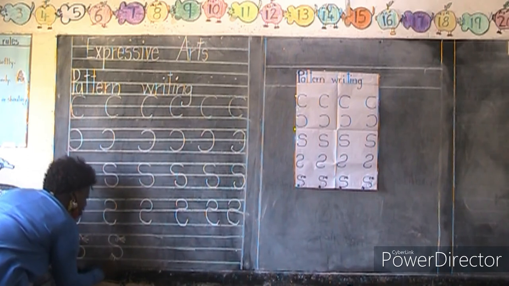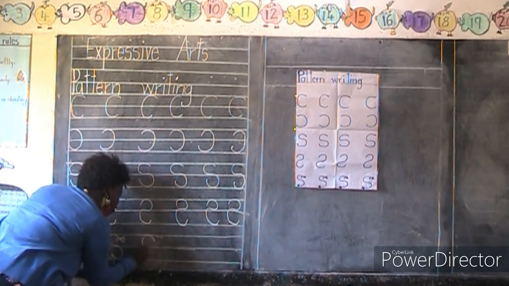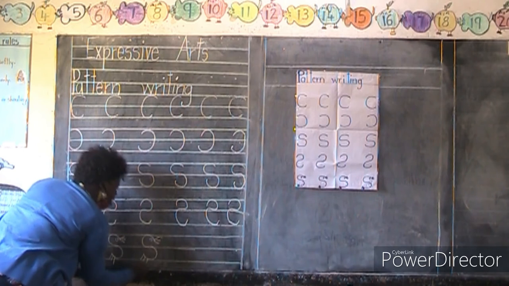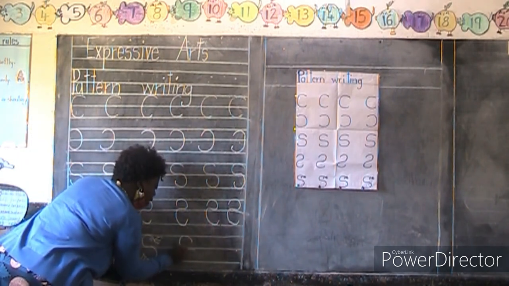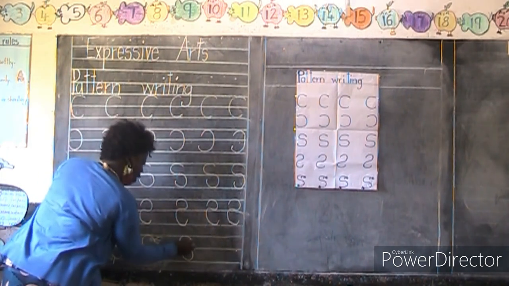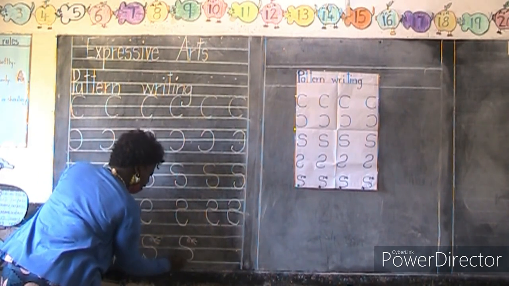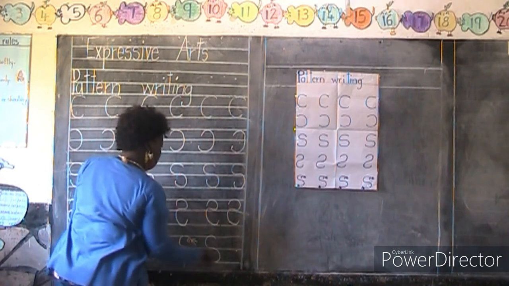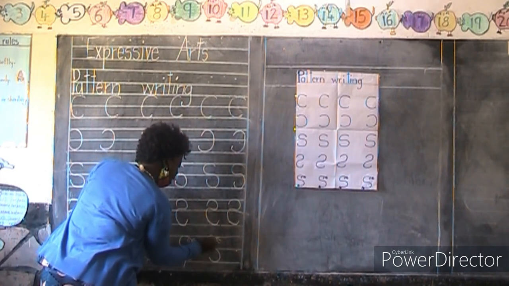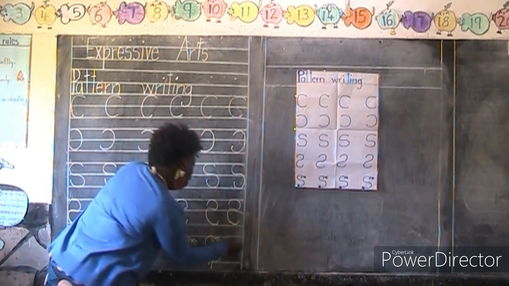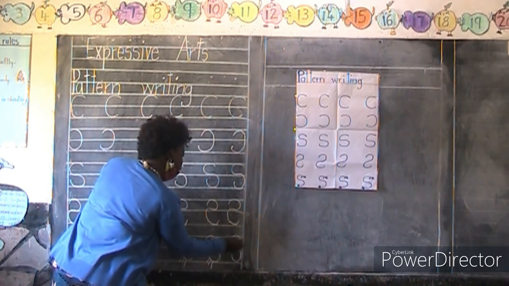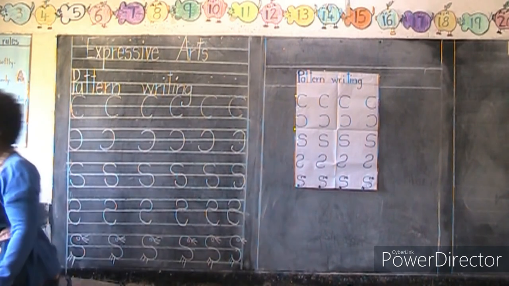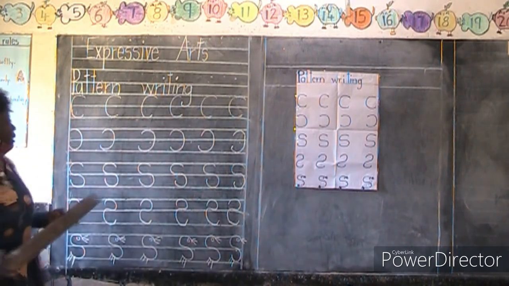Mouth, eye, tail. Round, round, round. Mouth, eye, tail. Space. Round, round, round. Mouth, eye, tail. Space. Round, round, round. Mouth, eye, tail. So this is today's pattern.